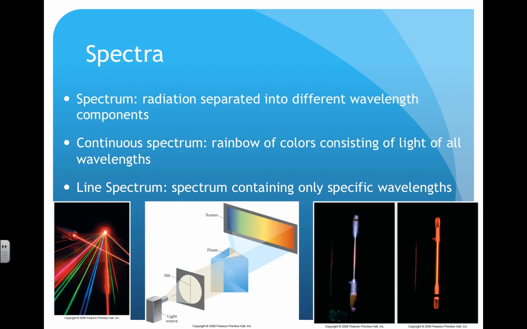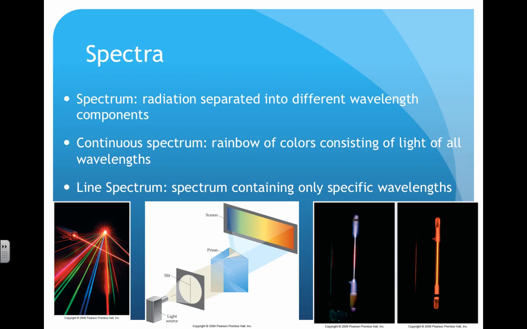So spectra are basically radiation broken down into the different wavelength components. For instance, white light is what we call a continuous spectrum. It's a rainbow of colors consisting of light of all wavelengths. However, if we go back to our flame test and ran the light we saw through a spectrum, it would be what we call a line spectrum, and we would see that only certain wavelengths are actually present in those different colors we saw.